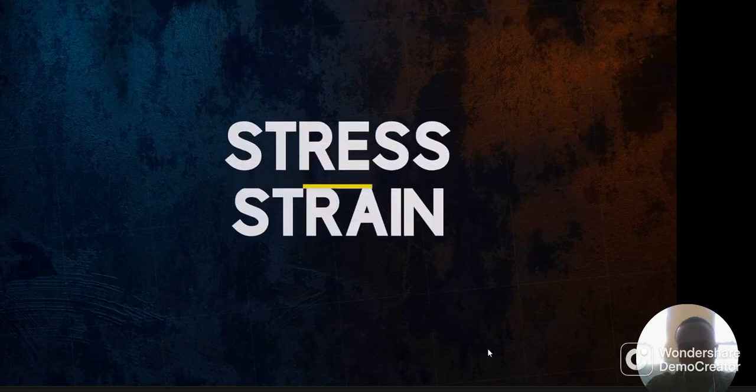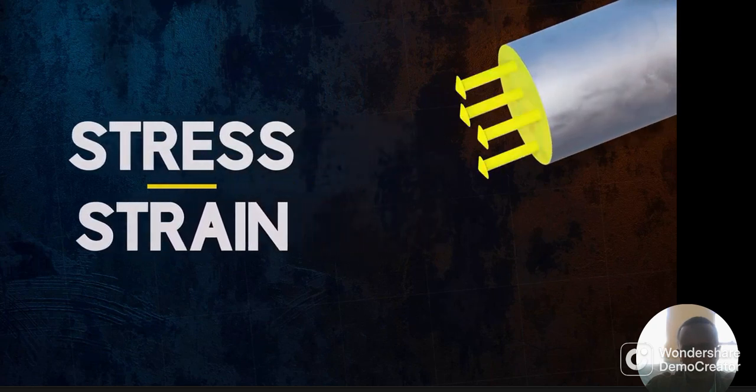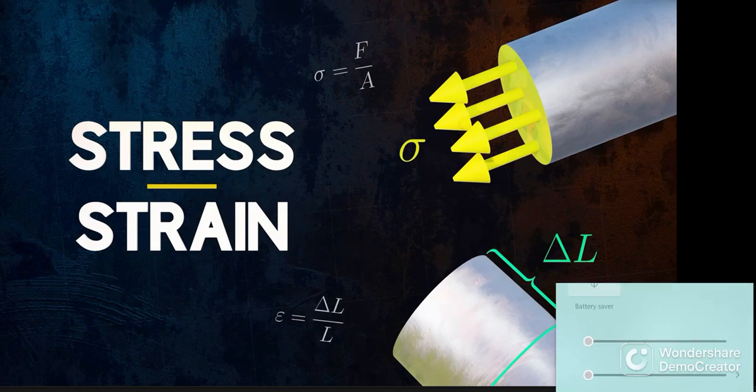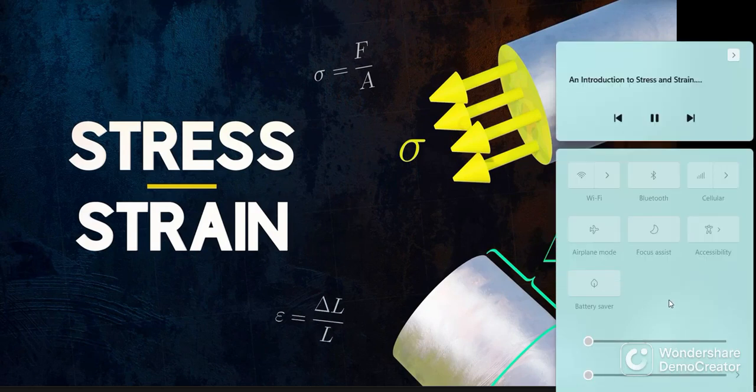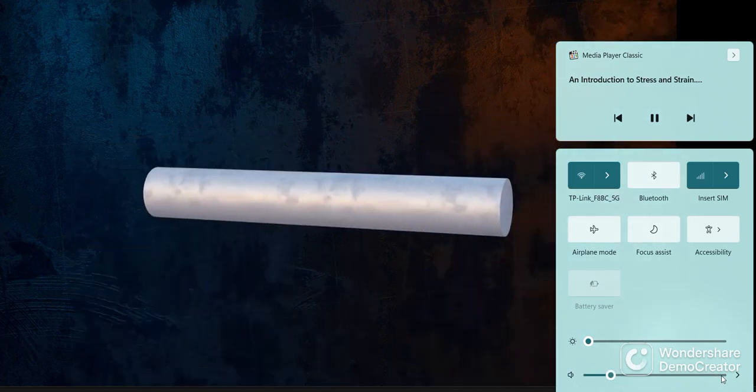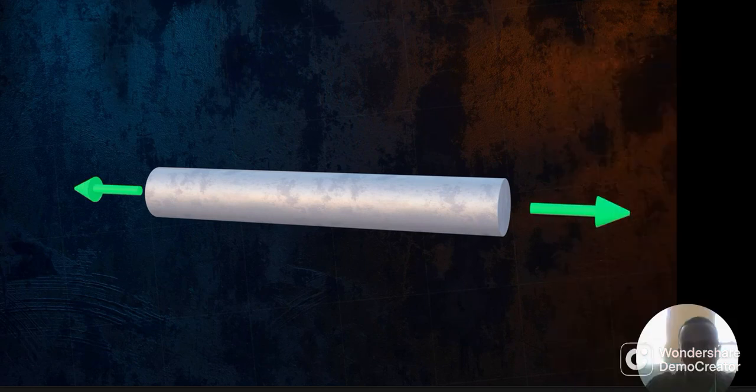Stress and strain are fundamental concepts that are used to describe how a body responds to external loads. In this video, we'll explore these concepts using the simple example of a loaded bar. Here we have a solid metal bar that is loaded by two equal but opposite forces.